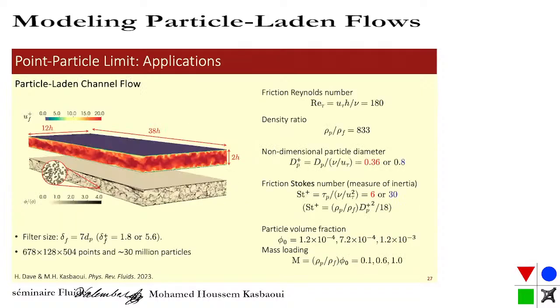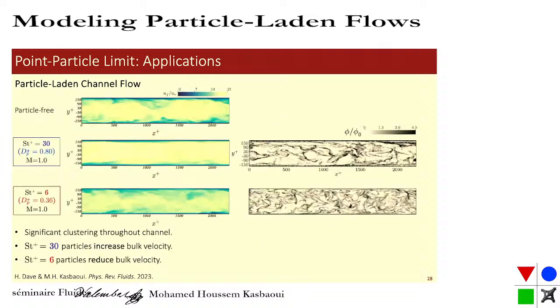So it turns out that for these flows, what matters the most is the mass loading rather than the volume fraction. The mass loading indicates whether you have strong momentum coupling between the two phases or not. If the mass loading is very small, you don't have a lot of flow modification by the particles. If the mass loading is large, you have significant flow modification.